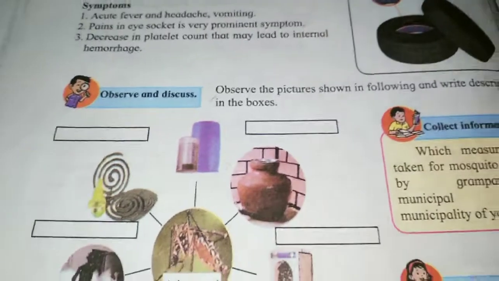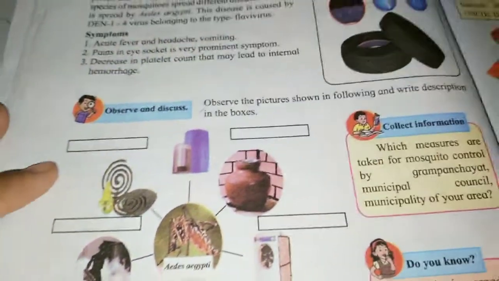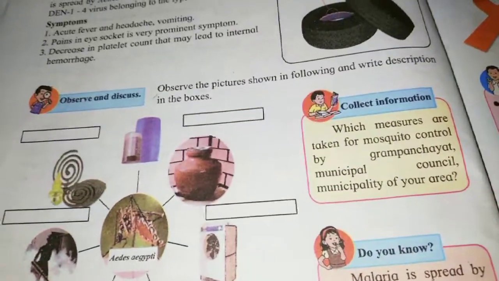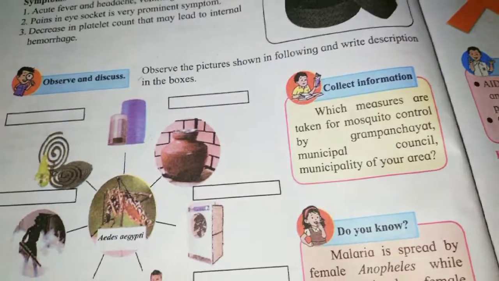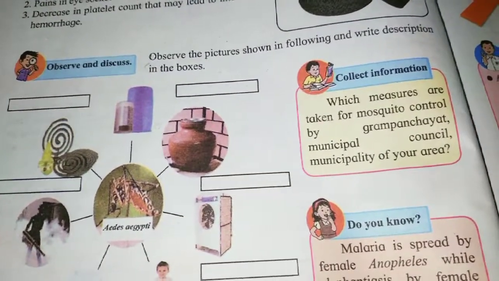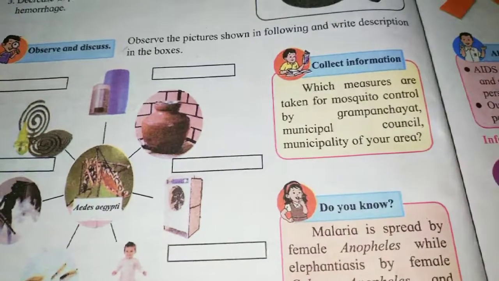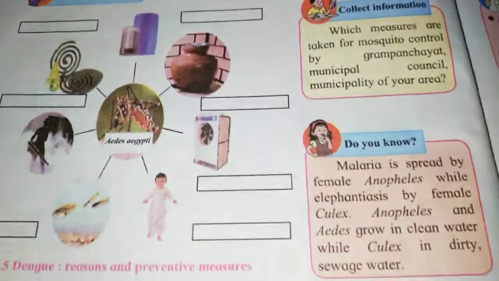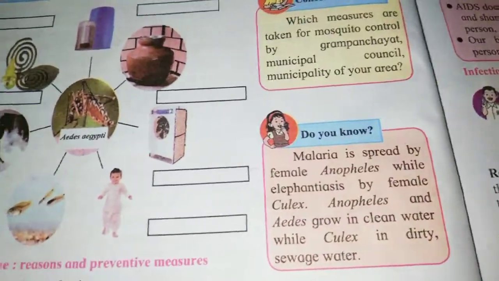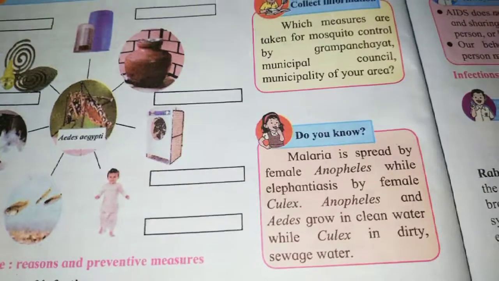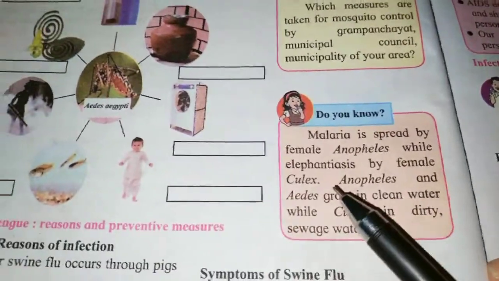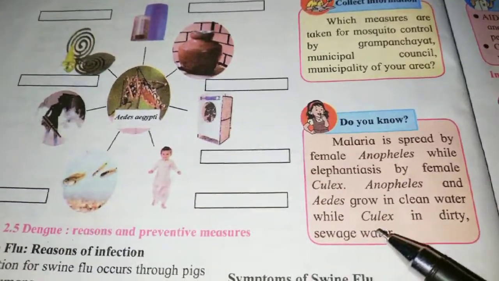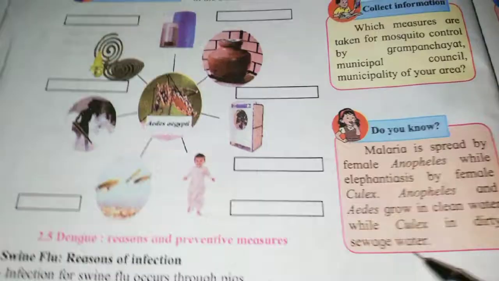Here they have given you a picture with an empty box to fill. Observe and discuss. Collect the information: which measures are taken for mosquito control by the Gram Panchayat, Municipal Council, municipality of your area? Now, do you know malaria is spread by female Anopheles while elephantiasis by female Culex? Anopheles and Aedes grow in clean water while Culex in dirty sewage water.